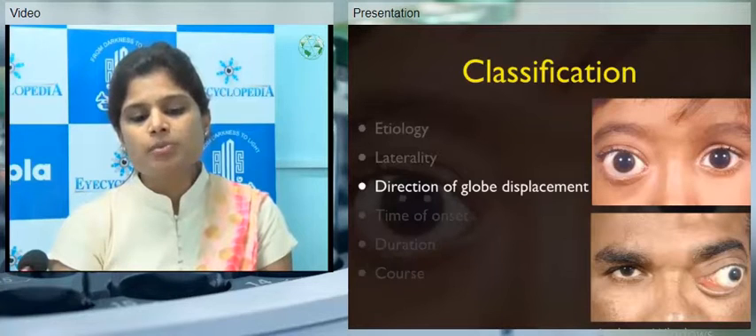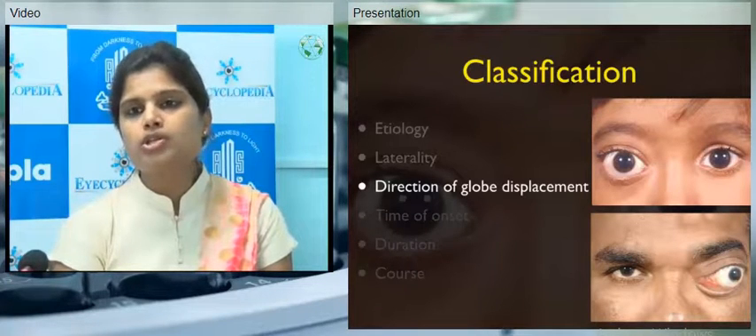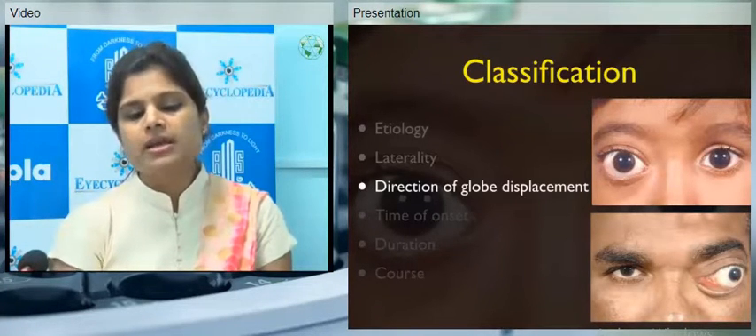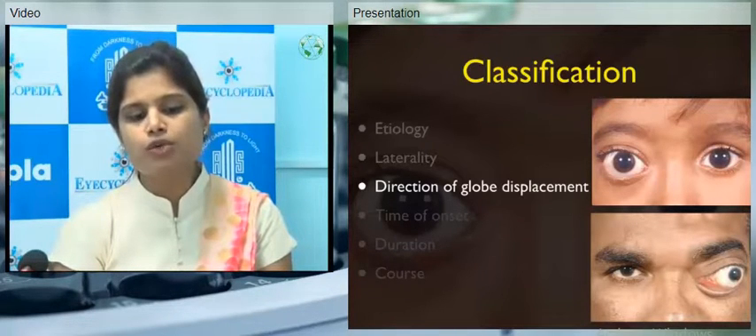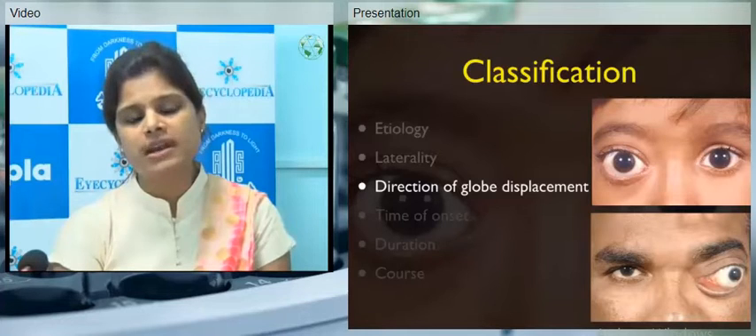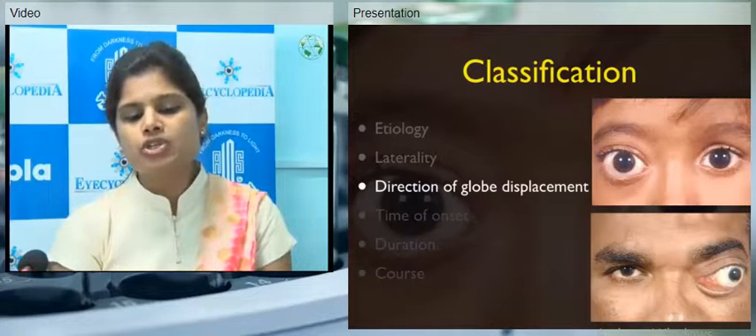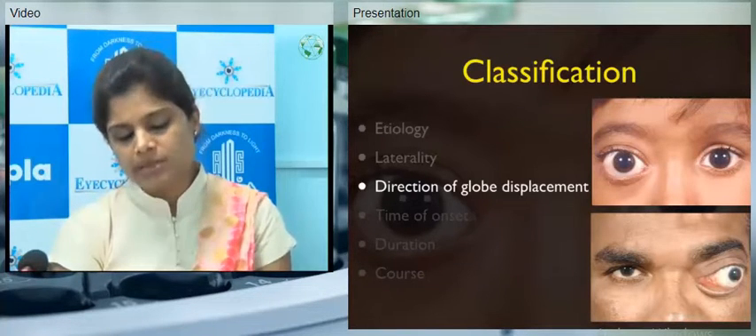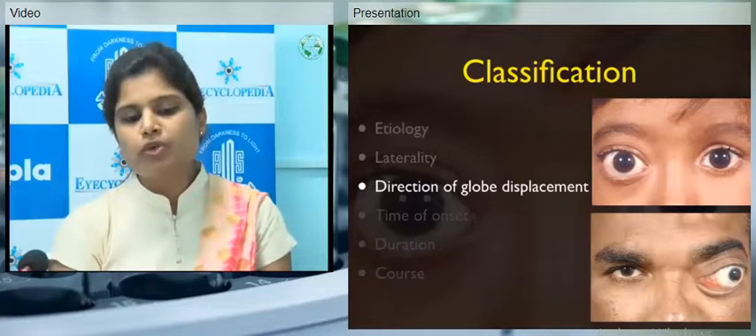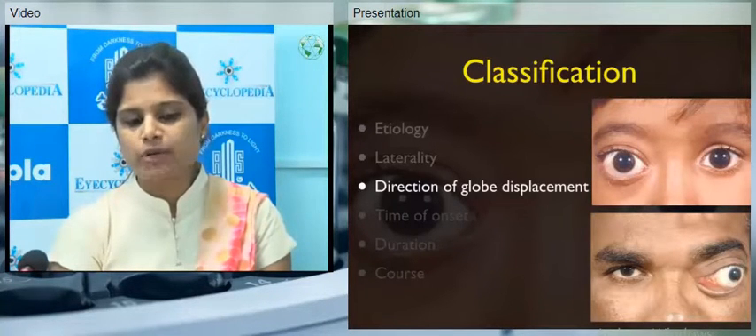Then abaxial proptosis again gives a very important clue to the diagnosis. Depending on the direction of displacement of the globe, we get a clue of where the lesion is arising. For example, in the picture shown here, we can see that the globe is slightly pushed down and pushed out laterally. So we know that probably the lesion is lying in the medial quadrant. Depending on the quadrant, we can always narrow down the diagnosis.